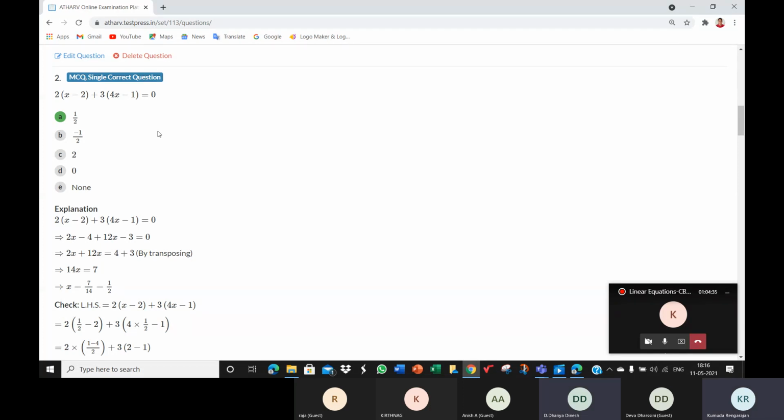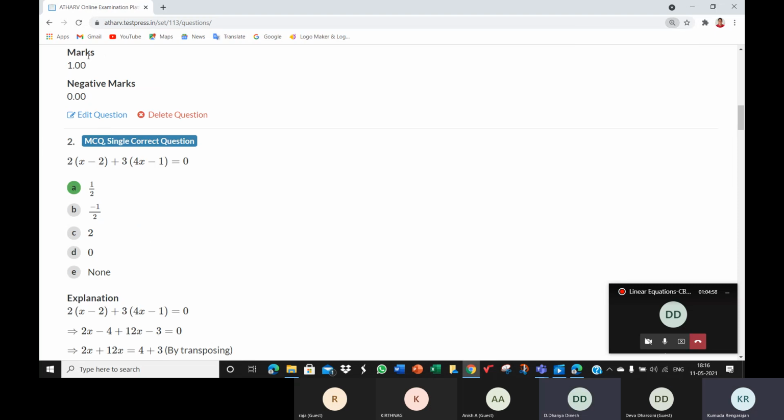Ma'am, shall I explain? I am Danya, ma'am. Yeah, tell me. So 2(x minus 2) plus 3(4x minus 1) is equal to 0, ma'am. We should multiply with the brackets first. So 2x minus 2, ma'am, plus 3 into 4x, 12x, minus 3 minus 1, ma'am, is equal to 0.